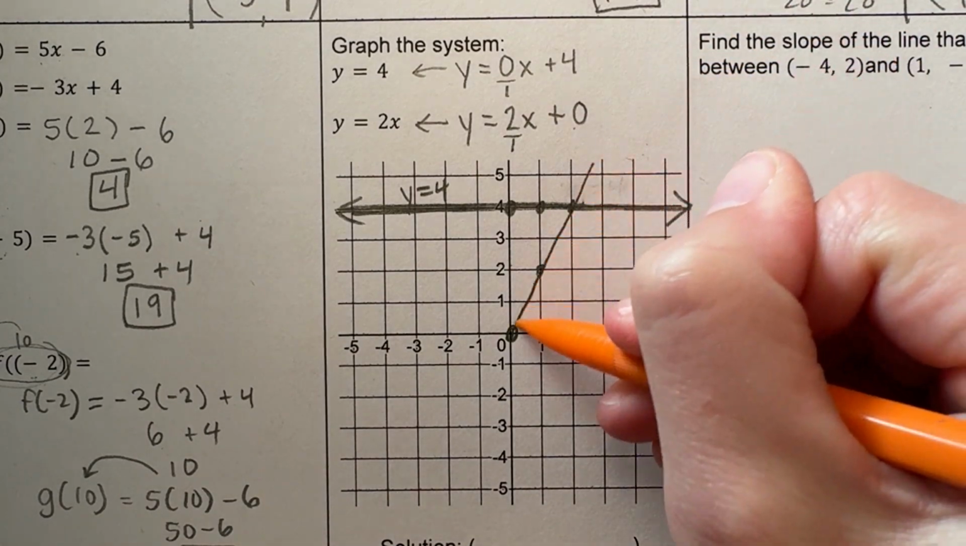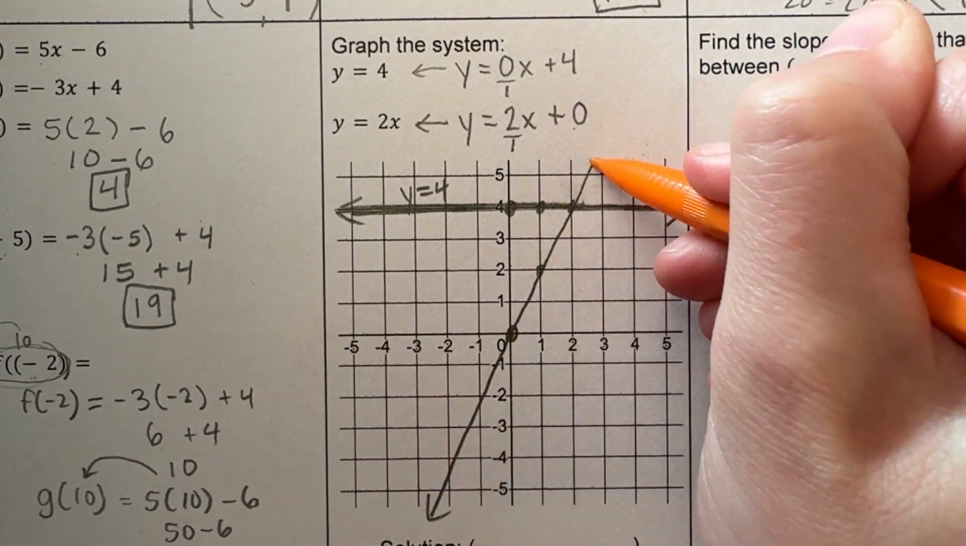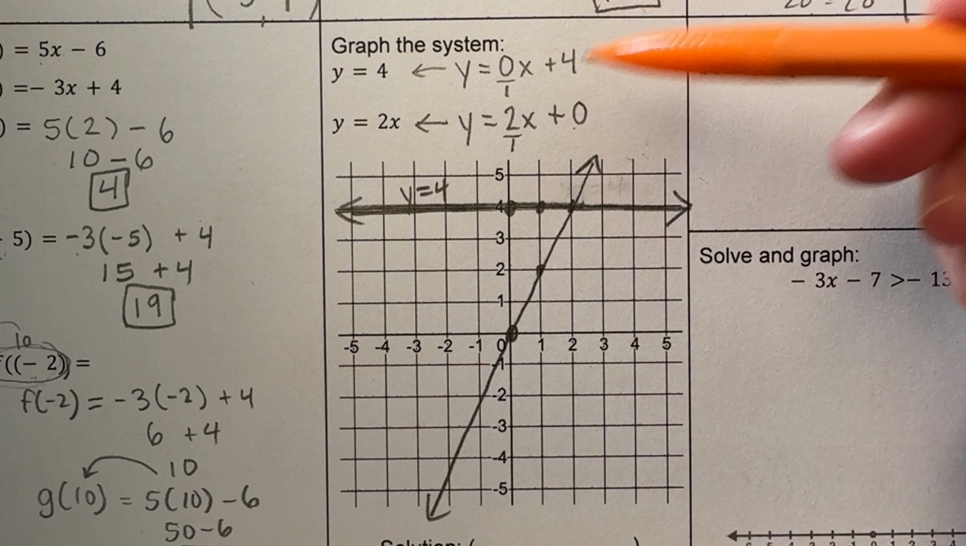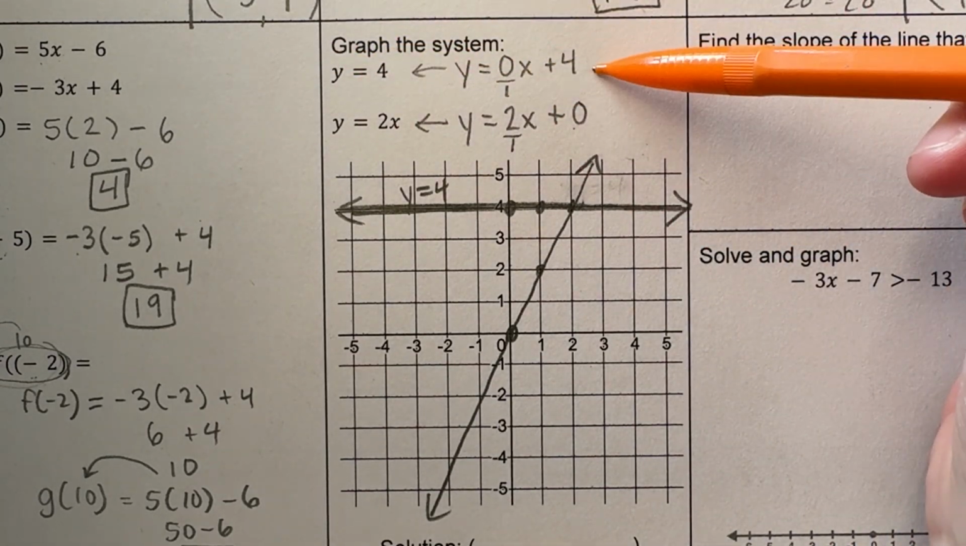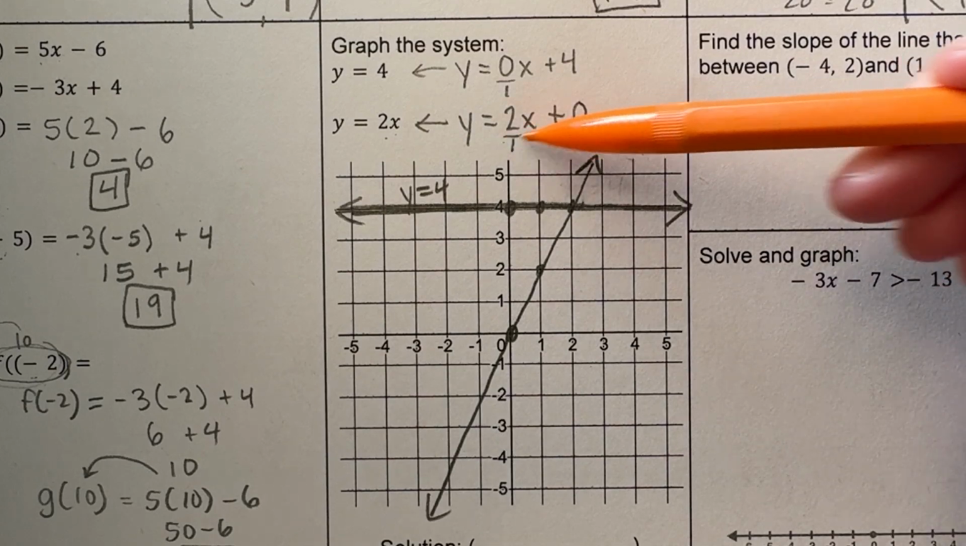Okay, now notice these are really easy to mix up. So what I would really recommend is on the final, actually write it out for yourself, right? Oh, there's no x, that's 0x plus 4. And oh, there is an x, so that's 2x plus 0.